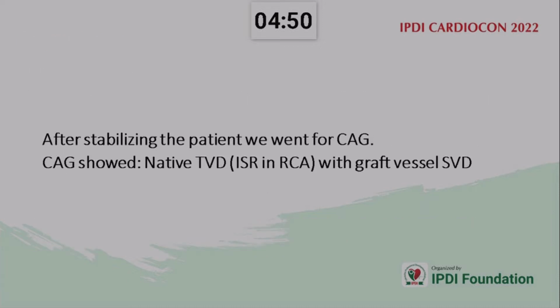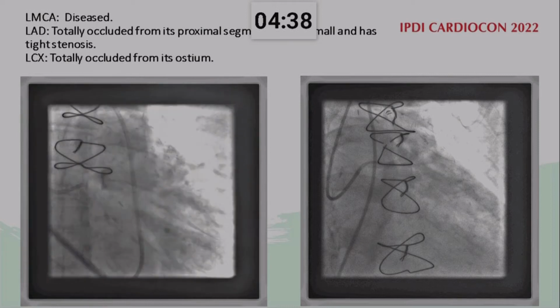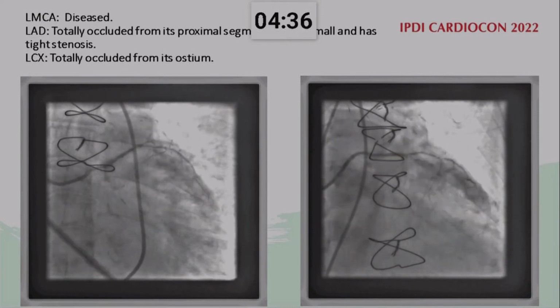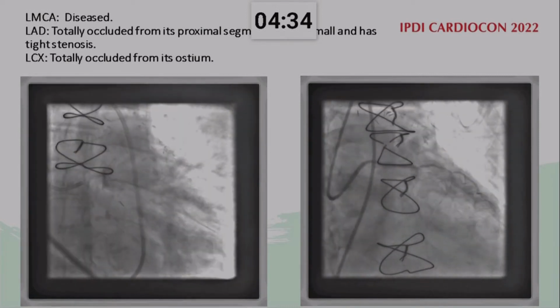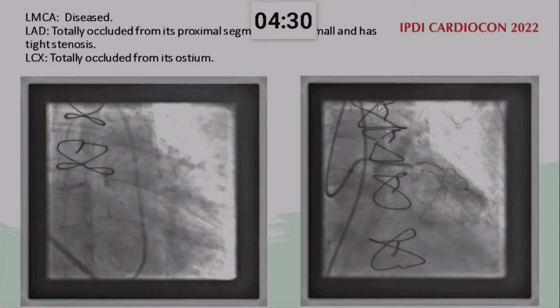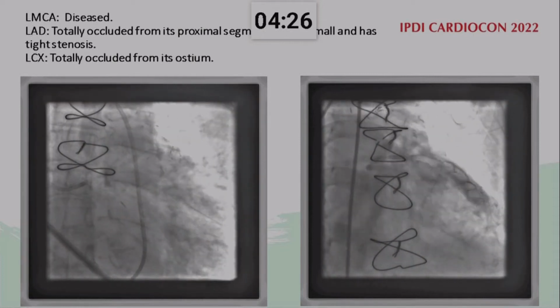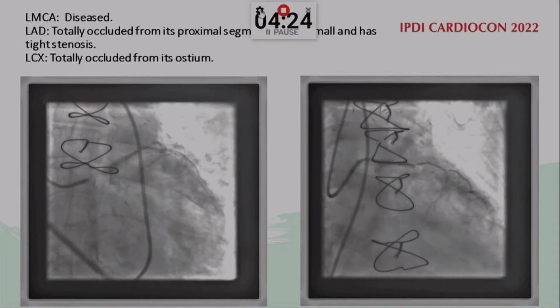After stabilization of the patient, we went for CAG. CAG showed native TVD with ISR in RCA and graft vessel SVD. This is the angiogram. Left main is diseased, LAD totally occluded from its proximal segment and has tight stenosis, and LCX totally occluded from its ostium.